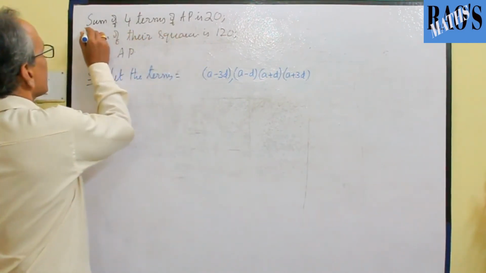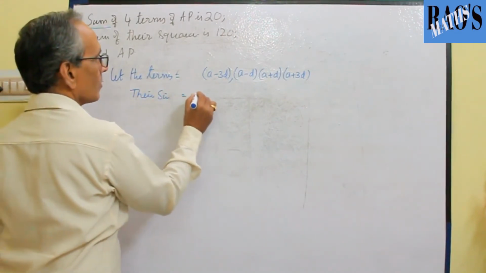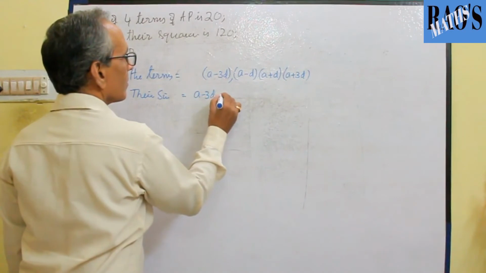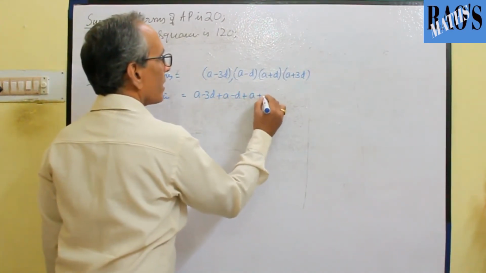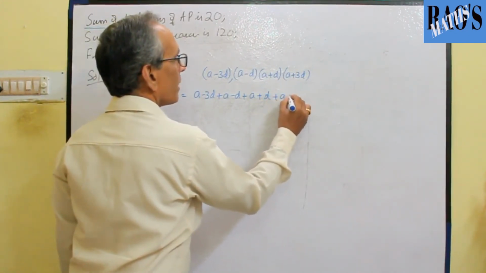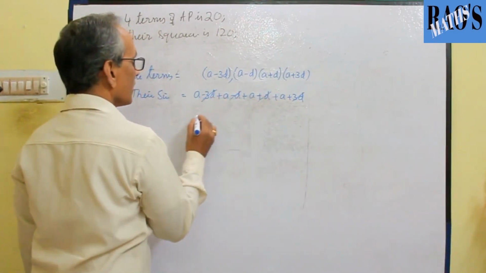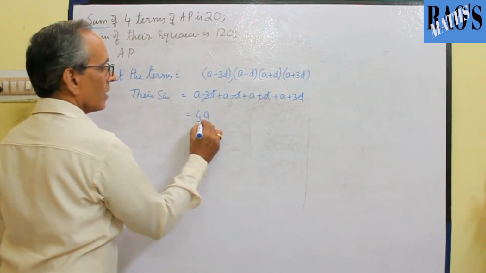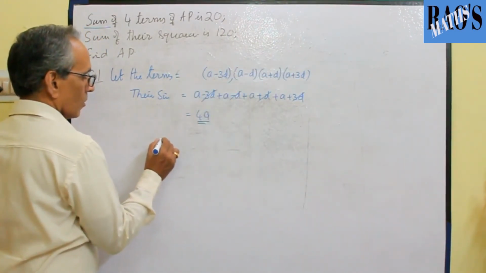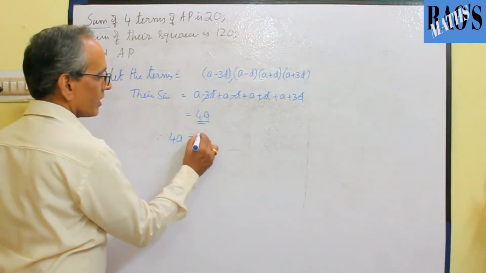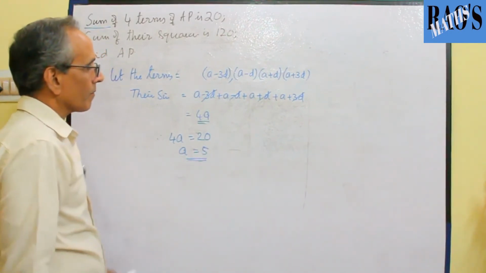Let me find their sum. Their sum is equal to A minus 3D plus A minus D plus A plus D plus A plus 3D. The 3D, minus D, plus D cancel. I remain with 4A, which is the sum of 4 terms as I defined. So 4A is equal to 20 by the question. So A is equal to 5. A value is 5. Okay.